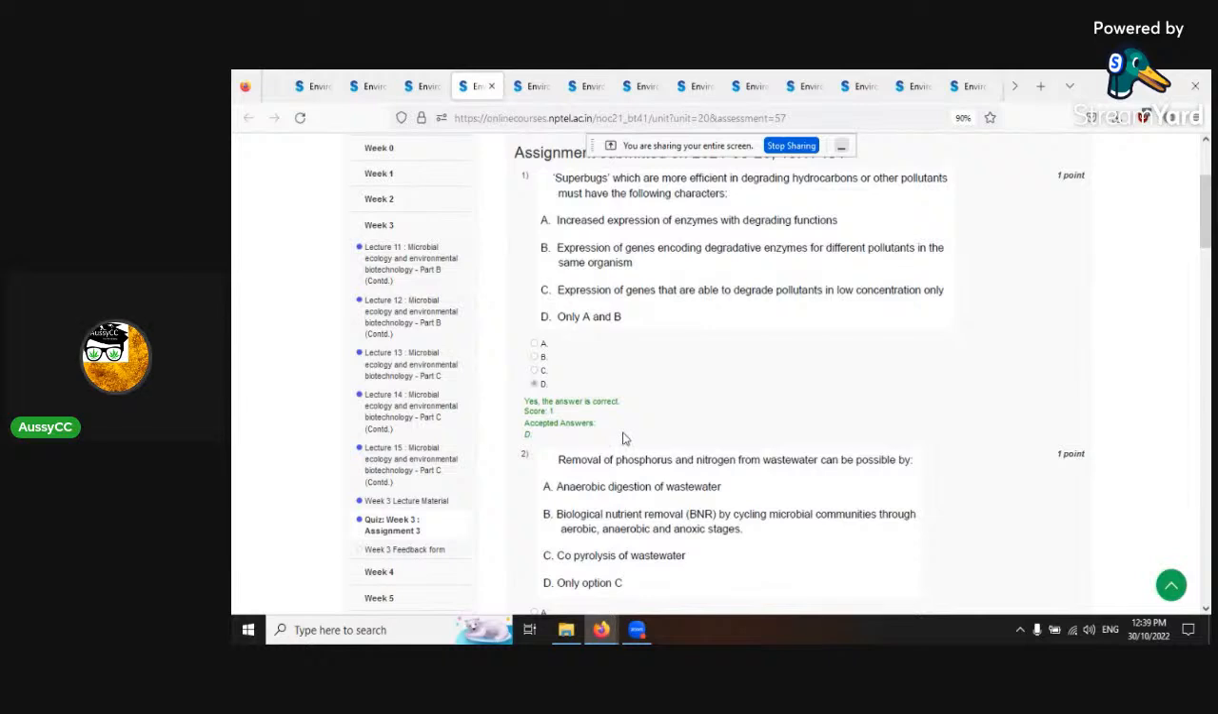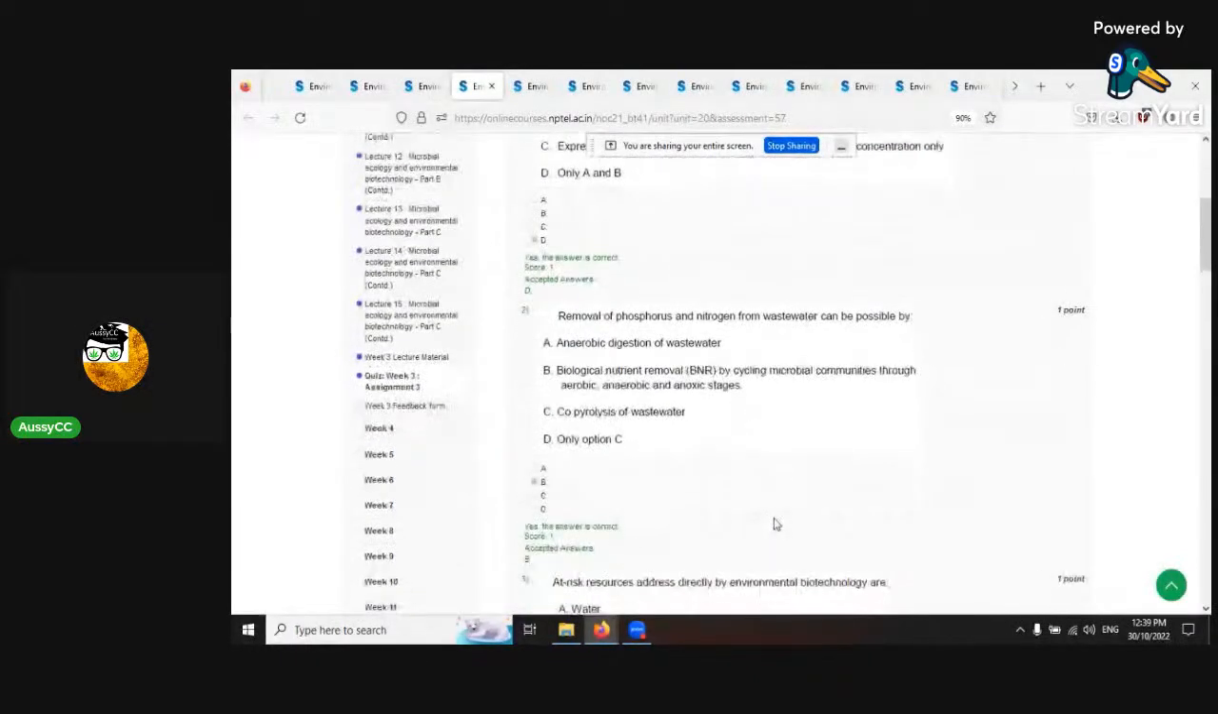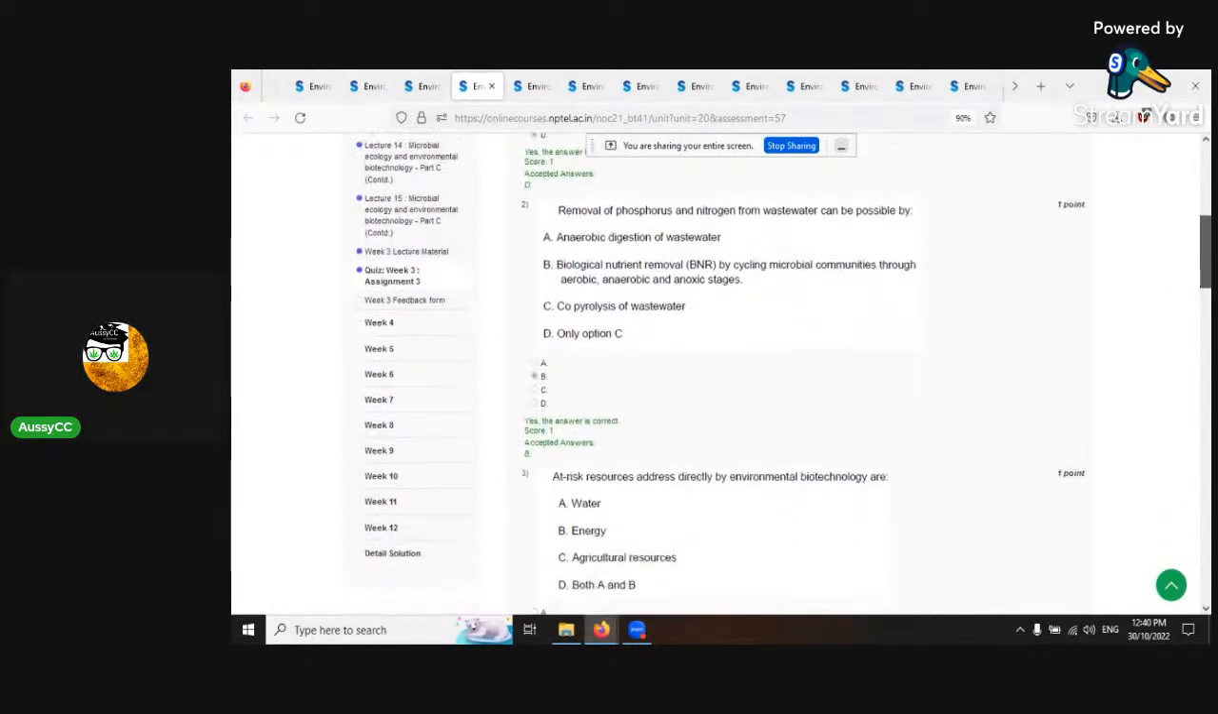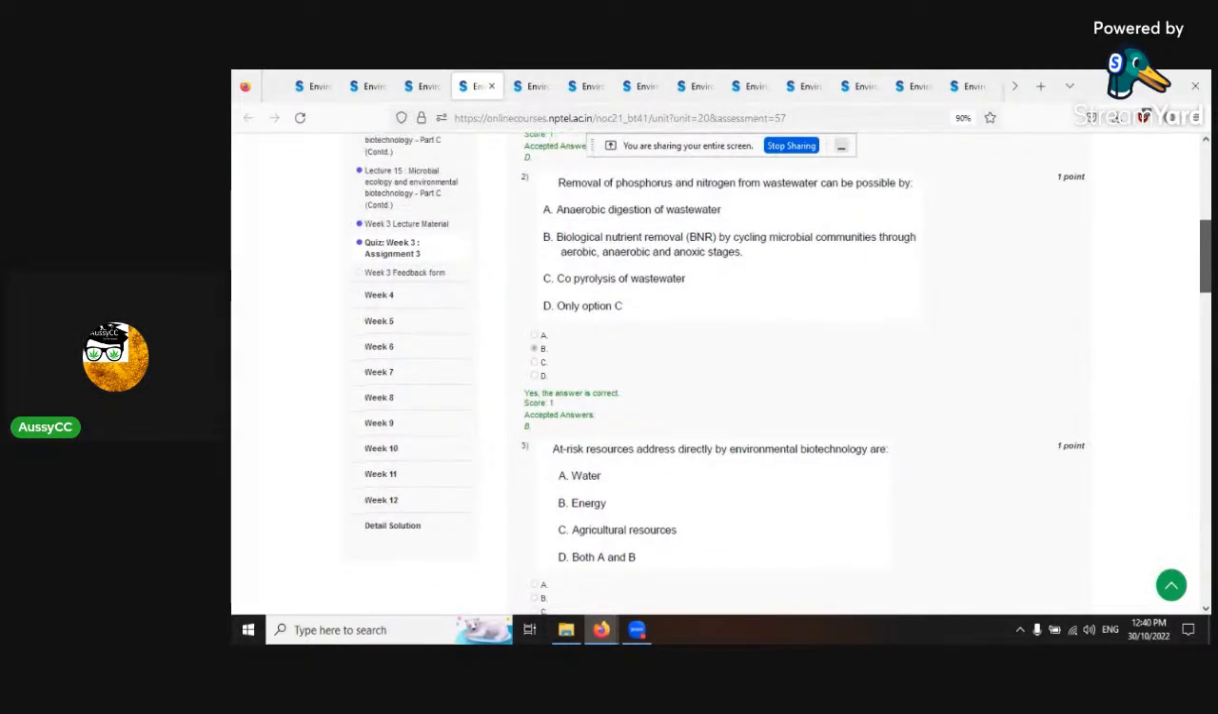Removal of phosphorus and nitrogen from waste can be possible by co-pyrolysis. Yeah, I want to destroy everything. So B. At-risk resources addressed directly by environmental biotechnology are water and energy. D.